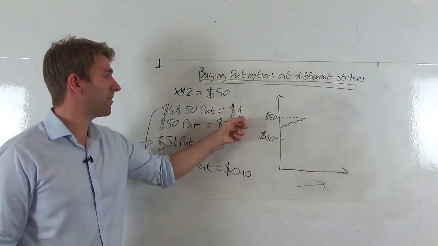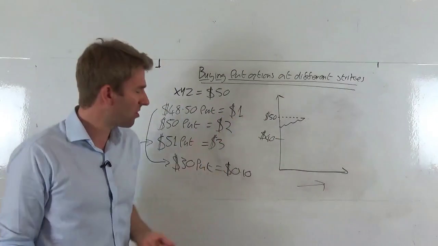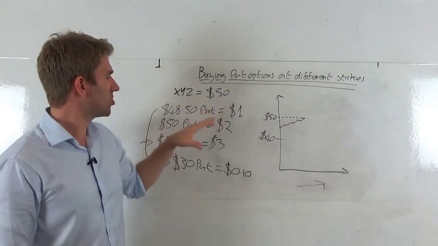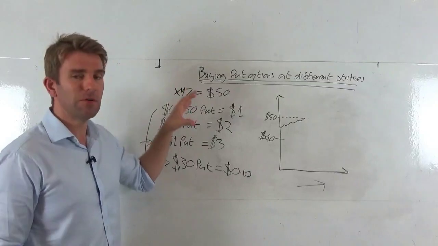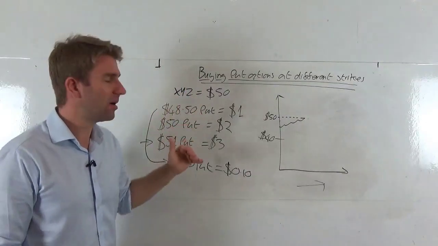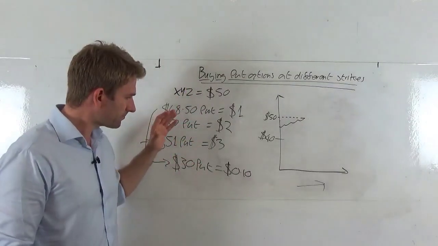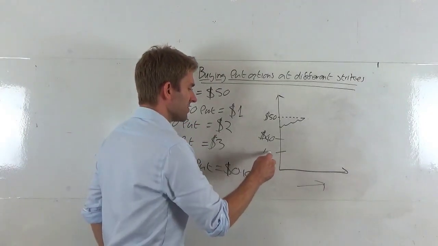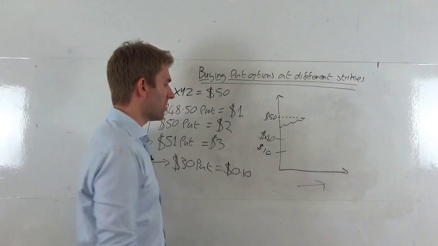That's not bad for our $1 investment. That's the biggest bang for the buck, right? That's the biggest return on our investment. But of course, we've got to have it go much lower than the others. The break-even point is much lower than the other ones. So now let's look at some extreme examples. Let's say we went down to $10.